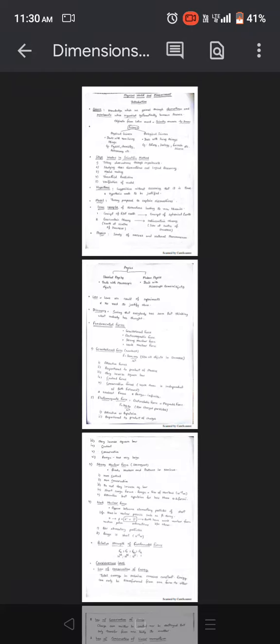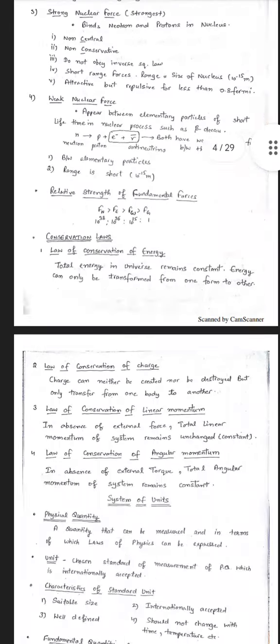So today I am here to provide you the notes of unit first, that is physical world and measurement, with its introduction, errors topic, dimensional analysis and system of units. And this PDF is going to be provided to you. I am also providing the link of this PDF to you. So, let me discuss some things.